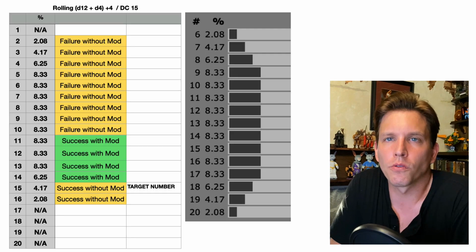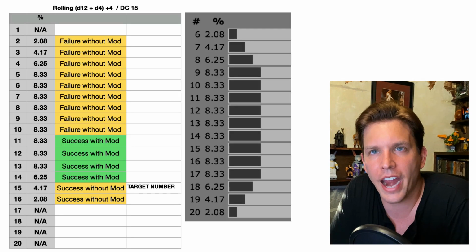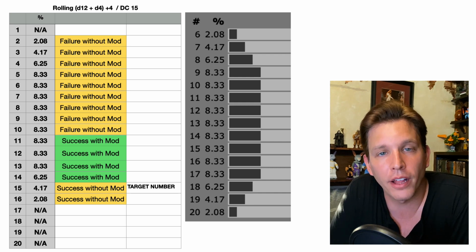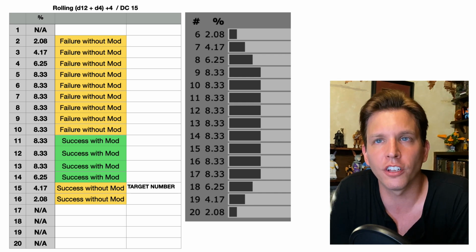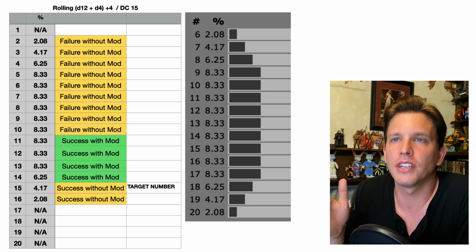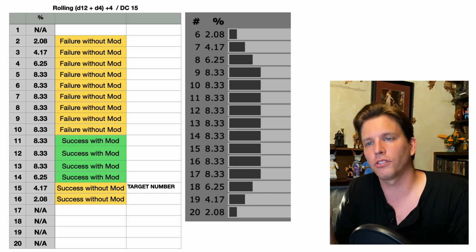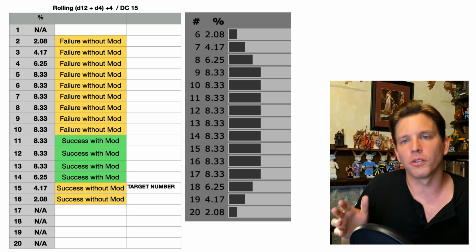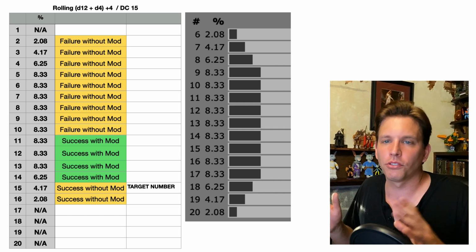So here we are rolling 1d12 and adding 1d4, and we're adding +4. This is our lowest level of proficiency. And in all of these cases, we're going to say we're going up against DC 15, which is a medium task. Some people want to say I should be doing more of these DCs. Some people say I'm doing too many.